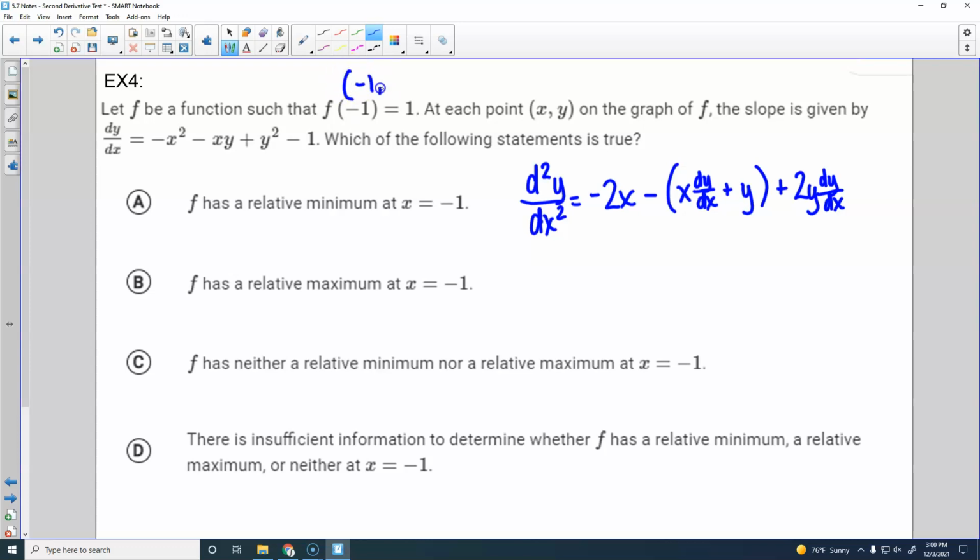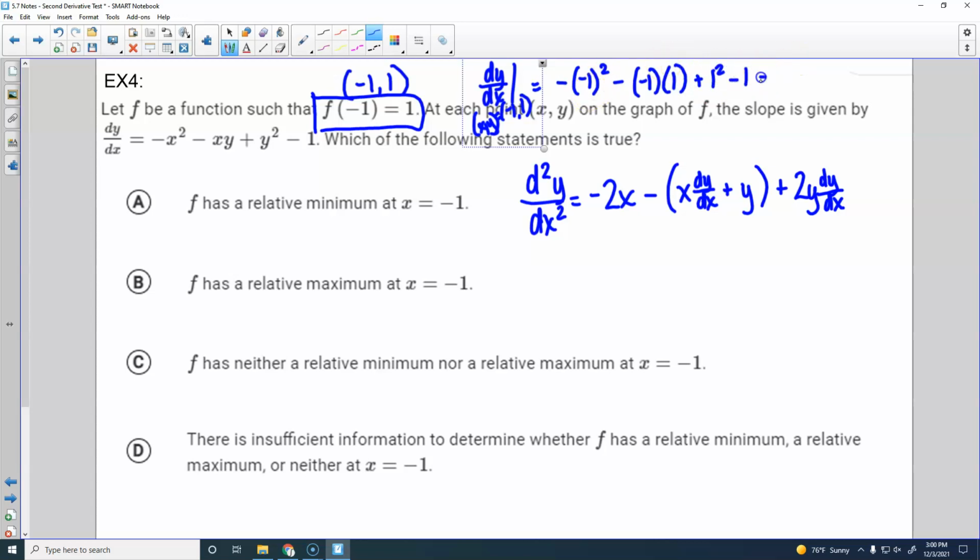There, I'm looking at the point -1, 1, because it gave me this piece of information right here. I really should have checked first. I need to know what dy dx is at -1, 1. I'm writing right on top of the problem here. If I plug -1, 1 in here, I get -1 squared minus -1 times 1 plus 1 squared minus 1. That gives me -1 plus 1 plus 1 minus 1, which gives me 0. So I know the first derivative is 0.